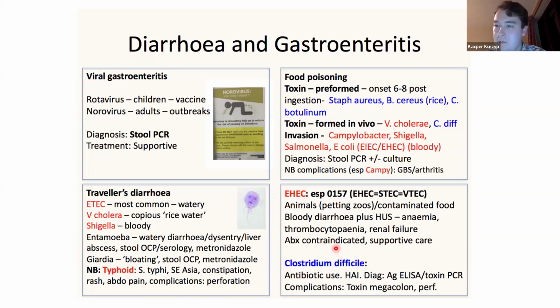And in C. diff, it's the overzealous DGH that's throwing piptas at everything, and you get essentially very bad diarrhea with risk of pseudomembranous colitis. You will do the PCR, typically for toxin and the bacteria themselves, and the risk are again of toxic megacolon and perforation.